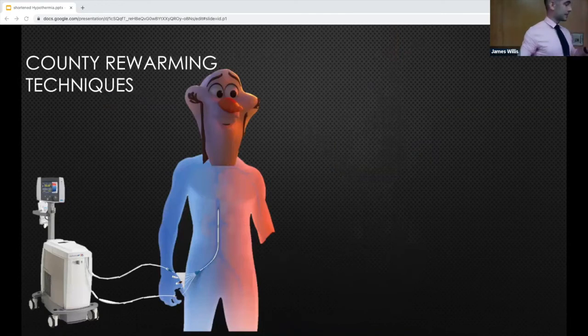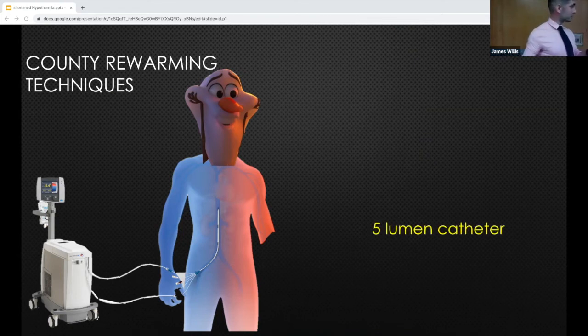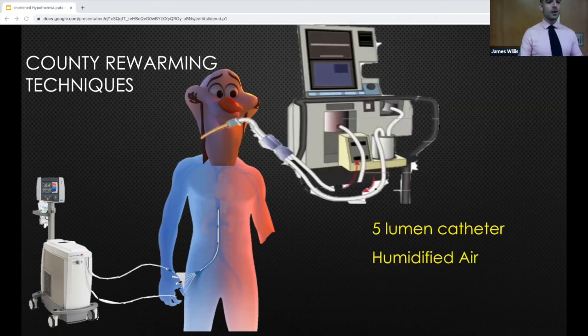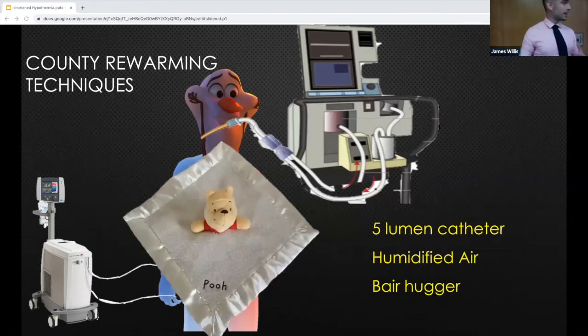With regards to the things that we have available here, we have our active rewarming, internal rewarming. So we can use our 5-lumen catheter. That's the heat exchange Zoll catheter we have available. If they're intubated, we can provide humidified air. And then lastly, we can always do the external rewarming with hot packs of the axilla or the Bair Huggers.